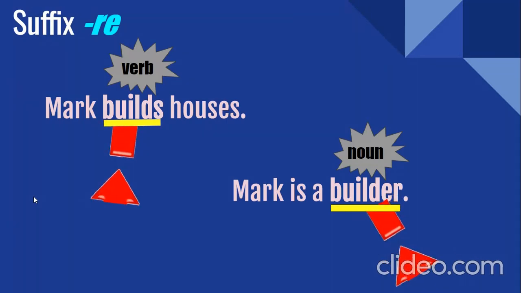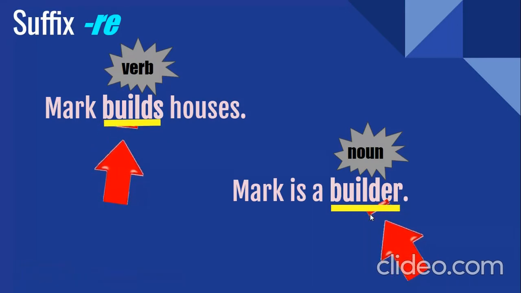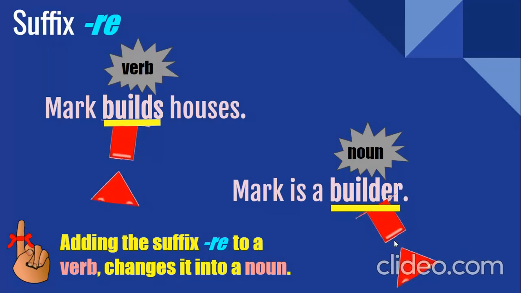Now, if I add the suffix er to a verb, then I'm going to make that base word into a noun. Builder, as you can see over here, is actually a noun. It's actually referring to Mark. It's another word for Mark. Mark is a builder. Remember that by adding the suffix er to a verb, it gets changed into a noun. Let's look at another example.